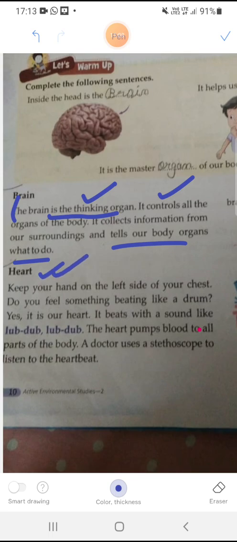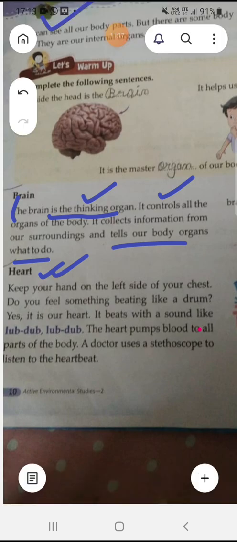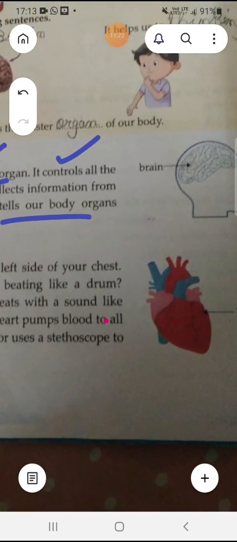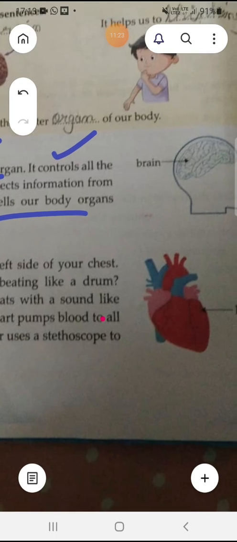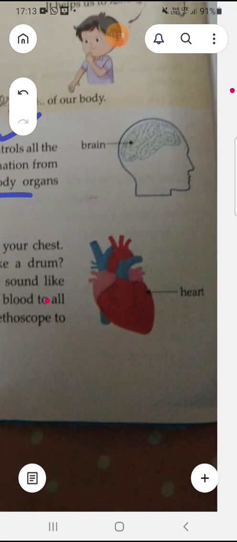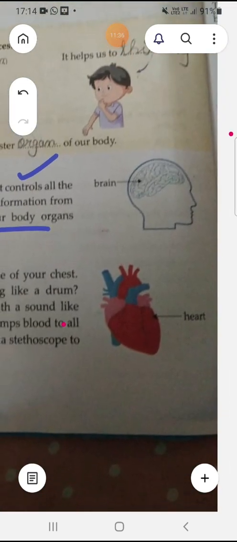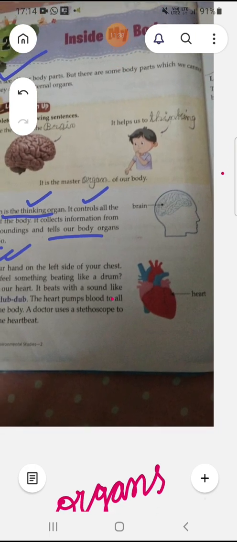Then next you see students, heart. The next organ is the heart. Our next organ is given here, our heart. So let us see how the heart looks. So this is our heart. This is the picture of the heart, which is inside our body.